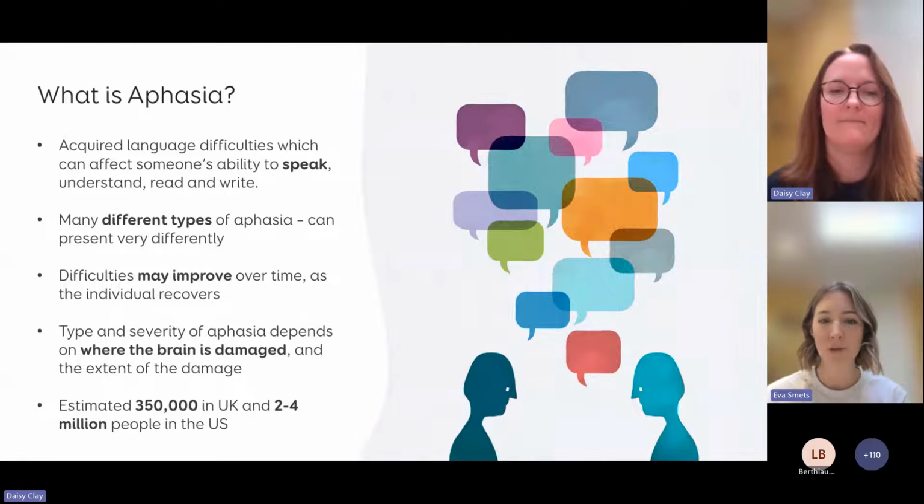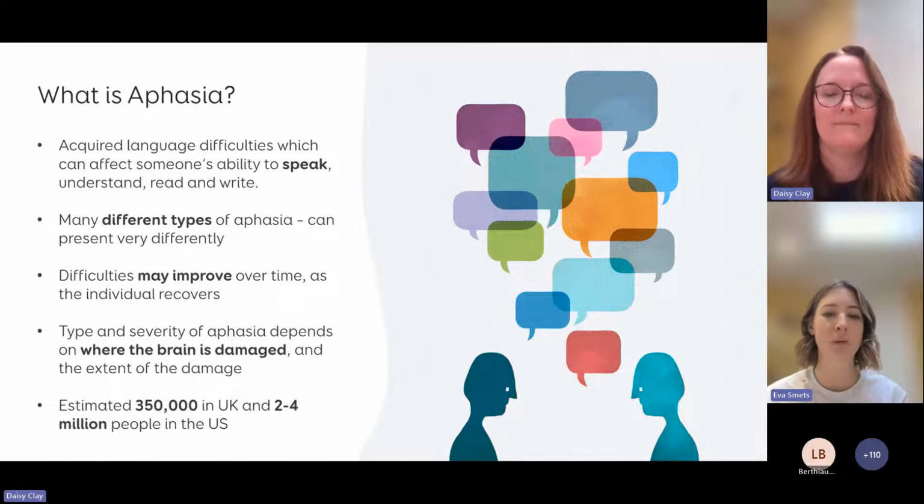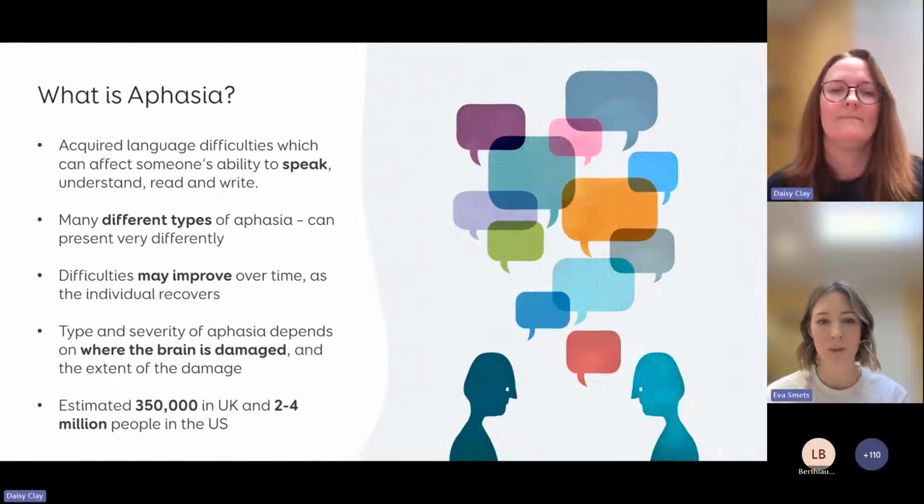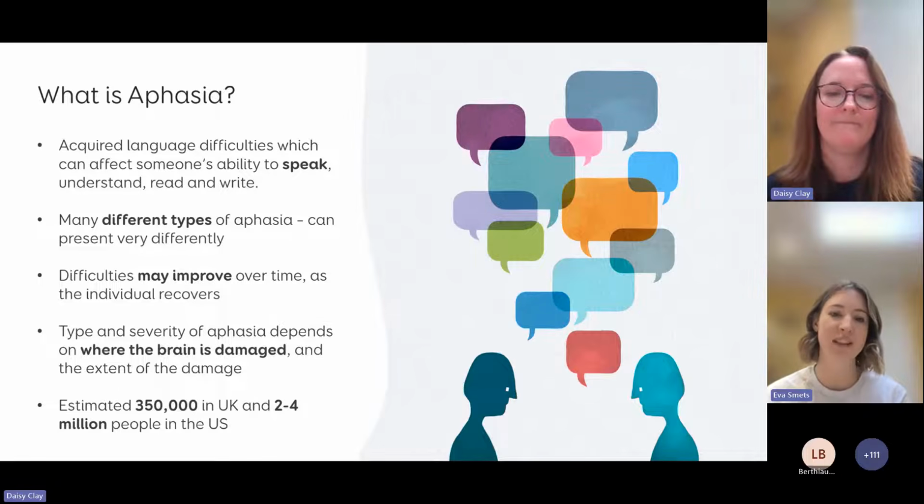Aphasia is fairly common following a stroke, with around 25 to 50% of people who have a stroke experiencing aphasia. But aphasia can also occur as a result of other types of brain injury or illness, such as a brain tumour, infection or inflammation of the brain, or a traumatic brain injury. And it's estimated that there are around 350,000 people living with aphasia in the UK and between 2 to 4 million people living with aphasia in the US.